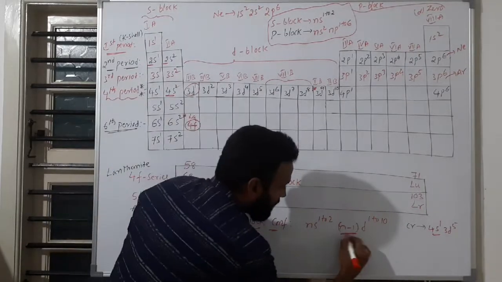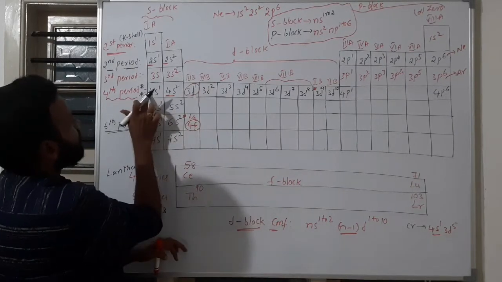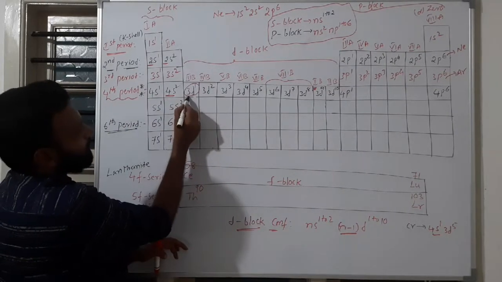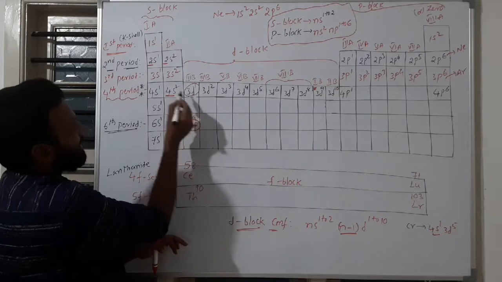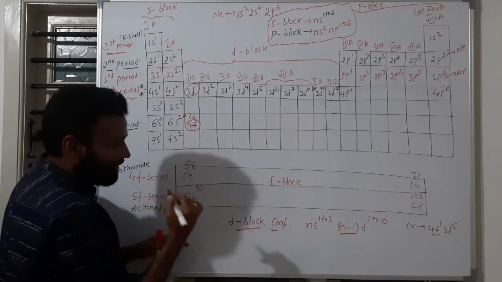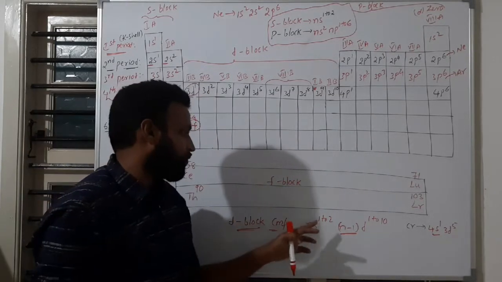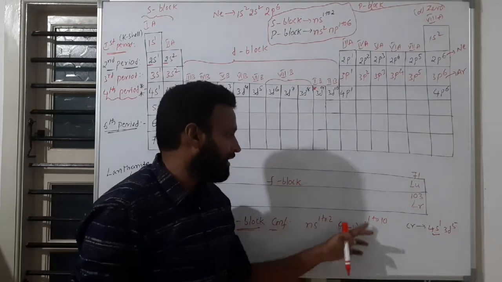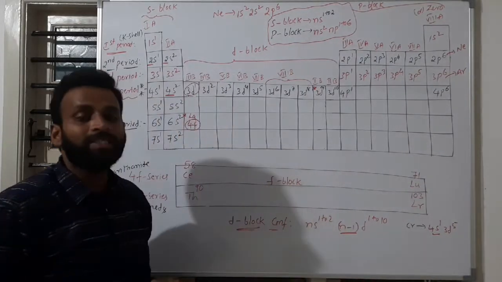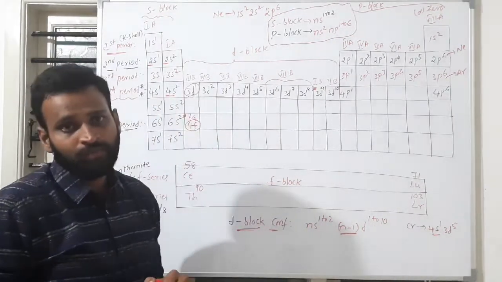Why did you write n minus 1 here? See here, what is the n value here? 4. But what is the n value here? 3. So if it is n, it is n minus 1 or not? 4 minus 1. Getting what I am saying? So d block general electronic configuration means ns1 to 2, (n minus 1) d1 to 10. This is the general electronic configuration.